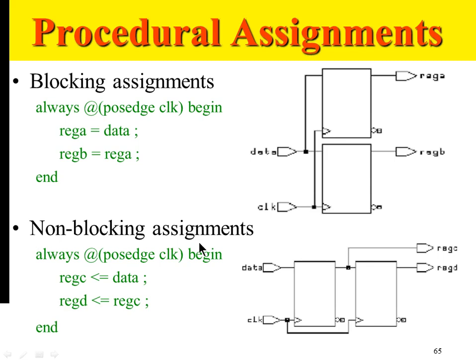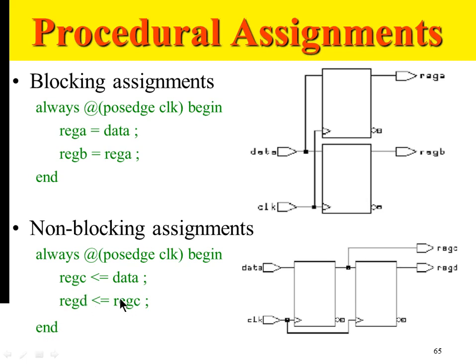Non-blocking assignments. Always at posedge clock begin. So this will also work at every passage of clock. Reg C non-blocking equal to data. What this means is that reg C is scheduled to be updated with the data value. And when is that scheduled? At the end of the always block. It will not wait here. It will schedule that and go forward. What is the next statement? Reg D is scheduled to be updated with the reg C value when this always block ends.